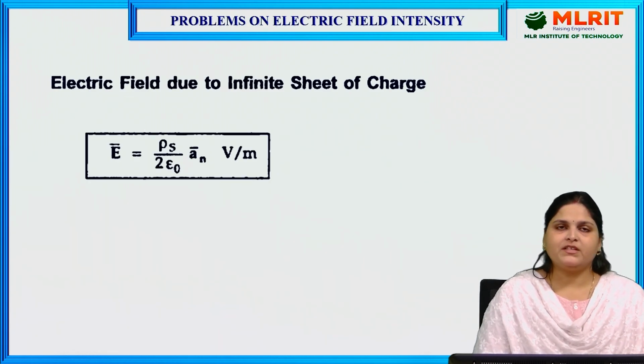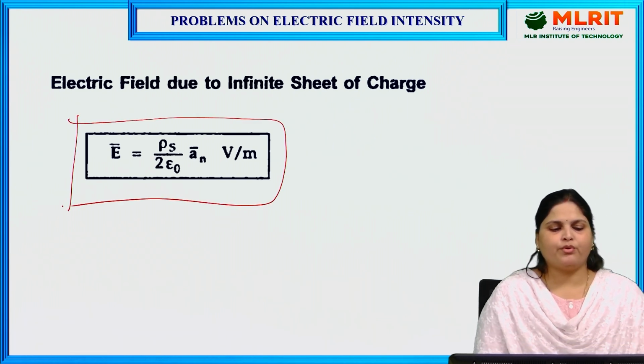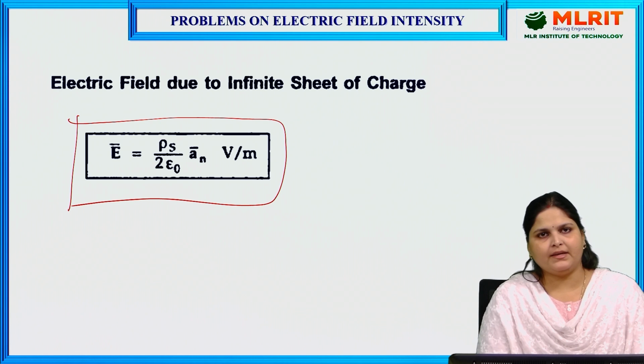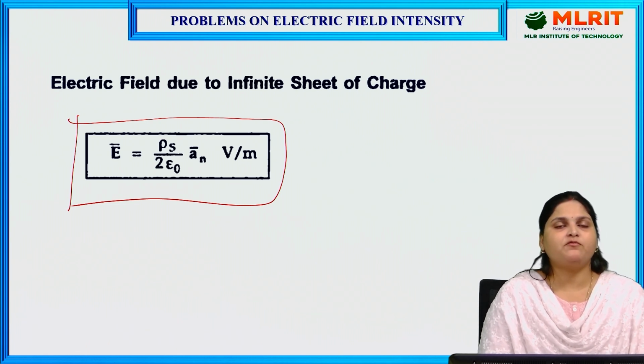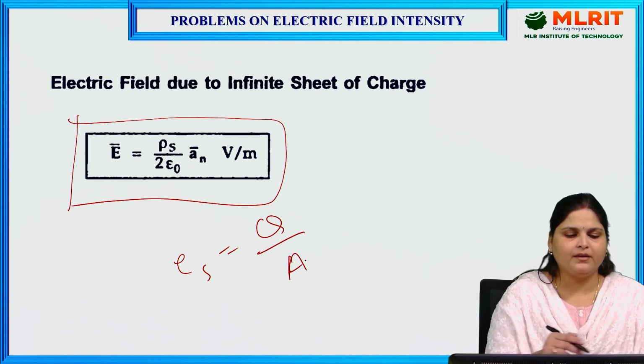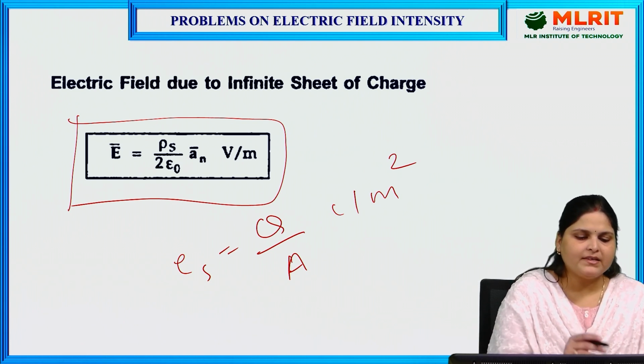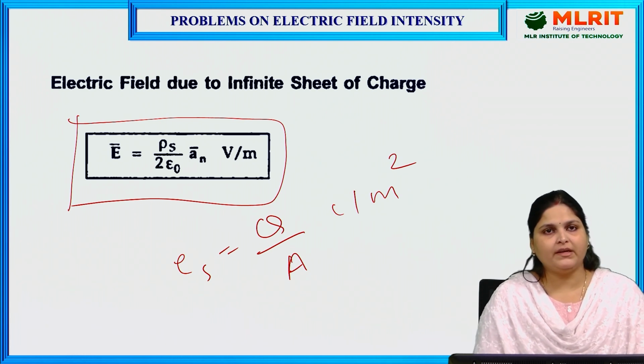Okay, so what is the formula? The formula is E equals rho s upon 2 epsilon naught AN volt per meter. This is the formula of field due to an infinite sheet of charge, where rho s shows surface charge density. Surface charge density means charge per unit area, and its unit is coulomb per meter square. Epsilon naught is permittivity in free space. AN is the direction of field.